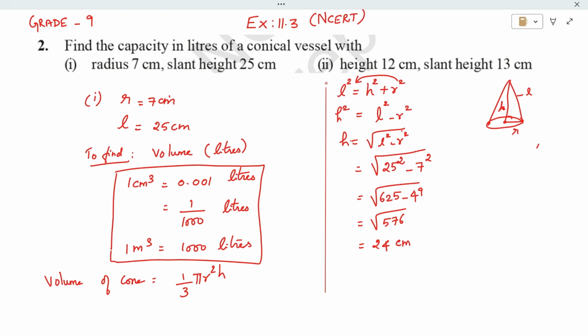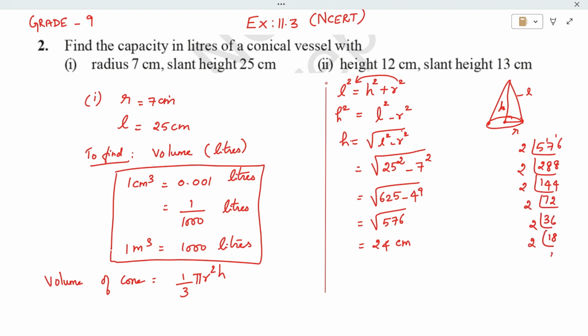Suppose if you don't know how to find the square root of 576, you can determine by prime factorization method. Okay, so 2 times 2 is 4, carry over is 1, so 2 times 8 is 16. Again, I am dividing by 2 because it is an even number. So I am continuing my division as it is.